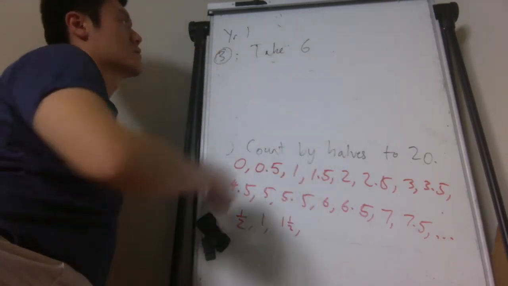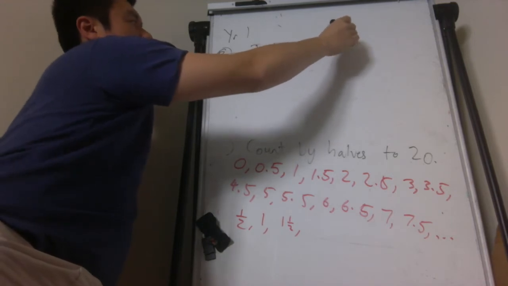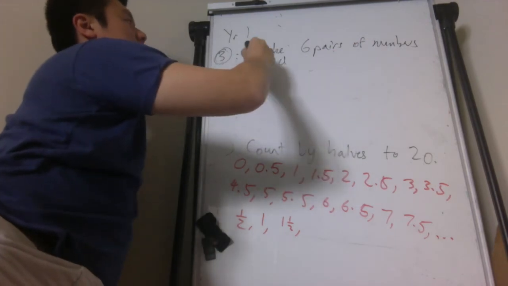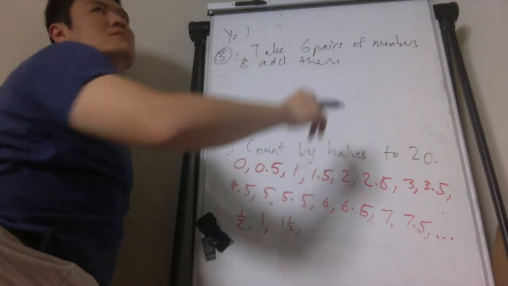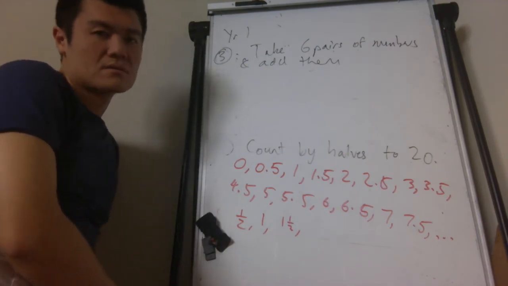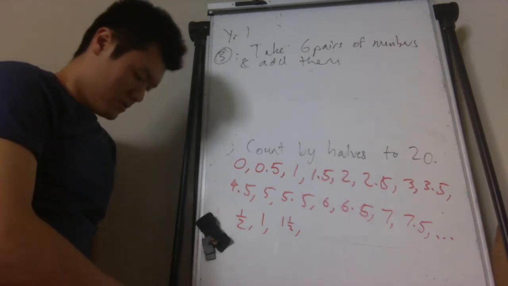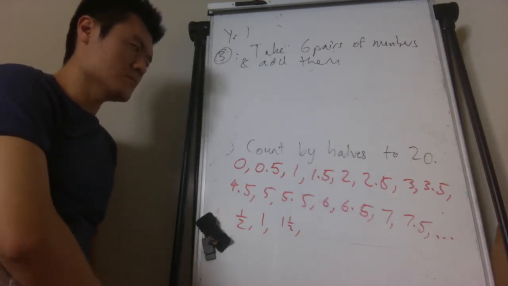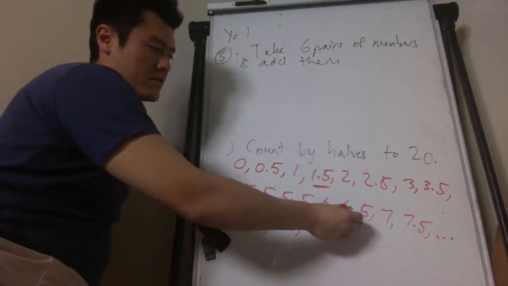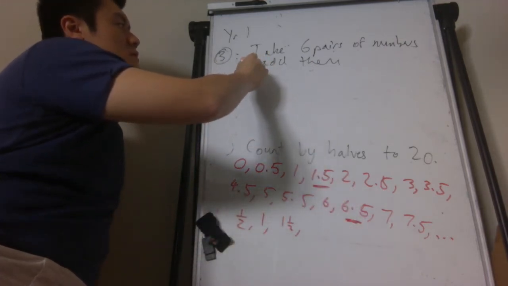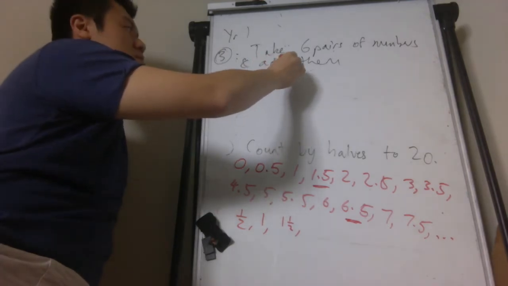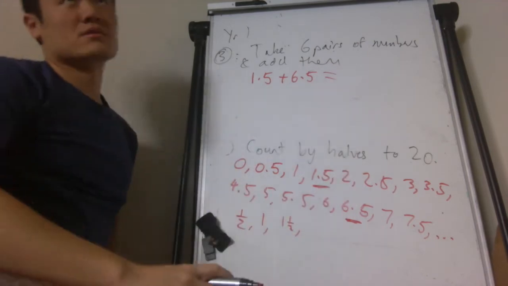So take 6 pairs of numbers and add them. Pay attention. Okay, so take 6 pairs of numbers. So for example, I'll take 1.5 and 6.5. 1.5 plus 6.5. You guys tell me what that is.